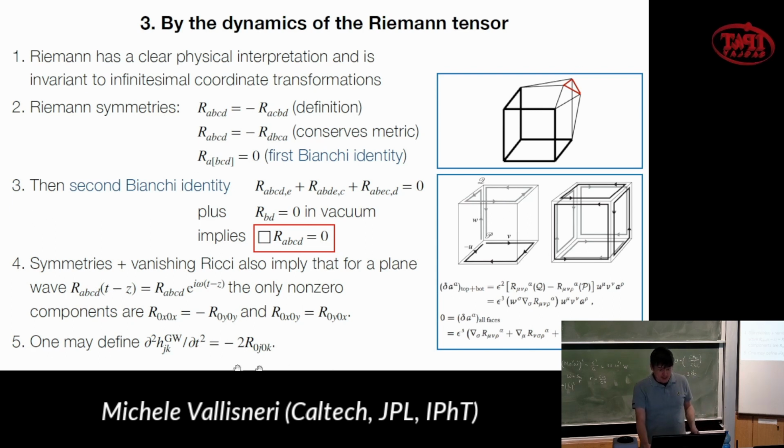Okay, so now we see all the symmetries that we have and the vanishing of Ricci, Einstein's equation in vacuum. We again have wave solutions to these wave equations, plane wave solutions. And again, we have transverse waves. And you can see that the only non-zero components are going to be, yes?